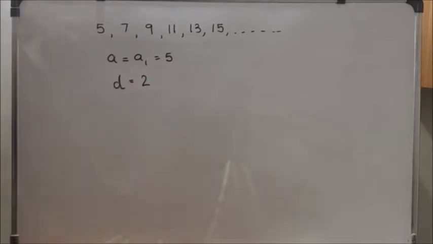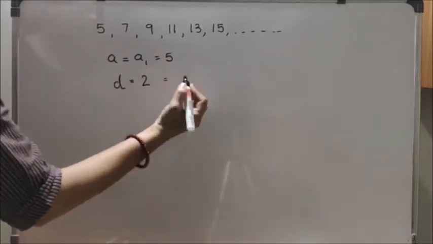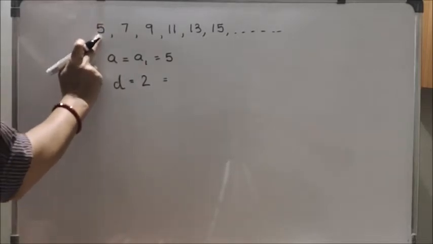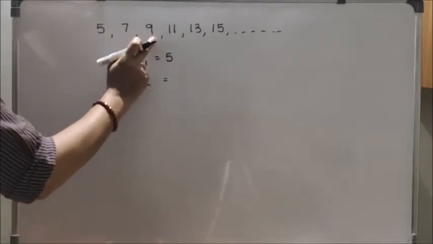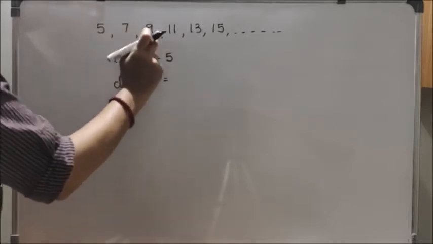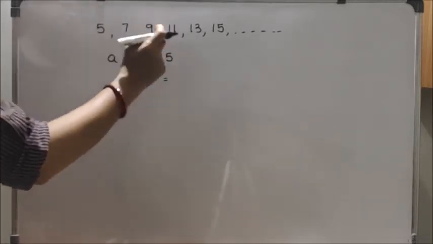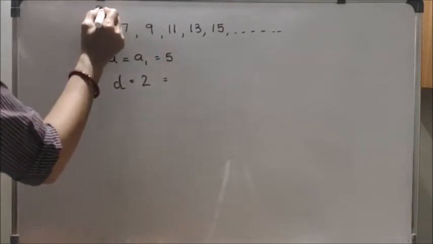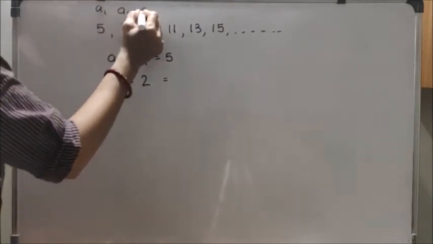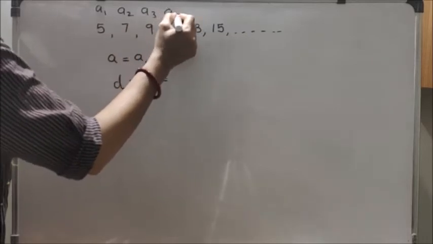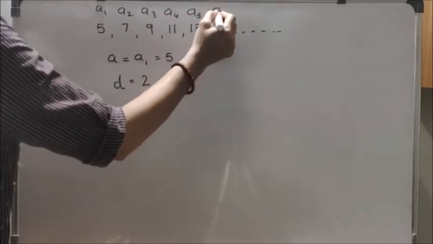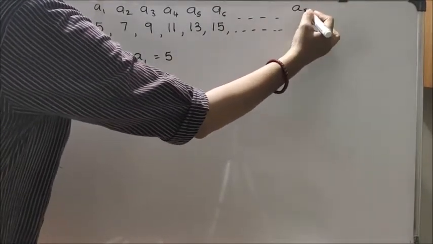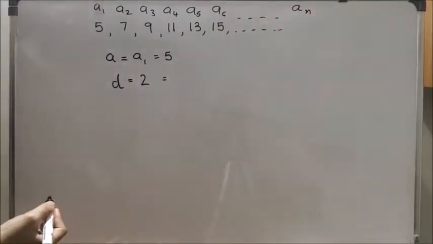And how do you get this D actually? In order to calculate D, if this is A1, this is A2, this is A3, A4, each of the terms is named in the order in which they come. So A1, A2, A3, A4, A5, A6, and suppose this continues, the last term can be called AN.